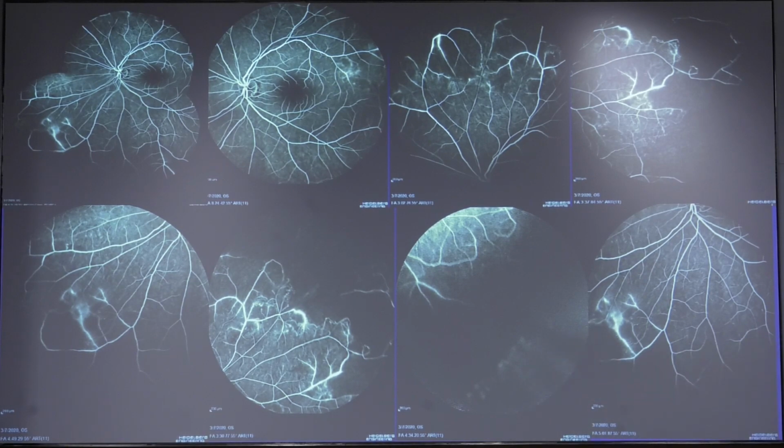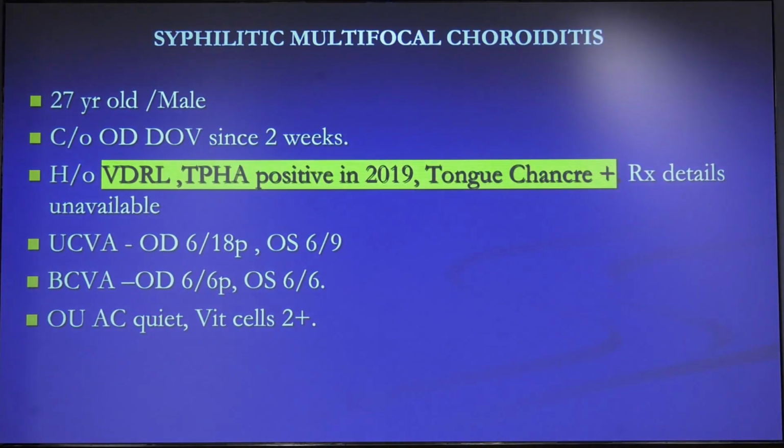So again, this is the picture of the other eye of the angiogram, which is showing extensive capillary non-perfusion areas. We can have syphilitic multifocal choroiditis. This is a young male, VDRL, TPHA positive, and he gave a history of tongue chancre. And vision was 6/18 in the right eye, left 6/9, improving to 6/6. And there were vitreous cells in both eyes.